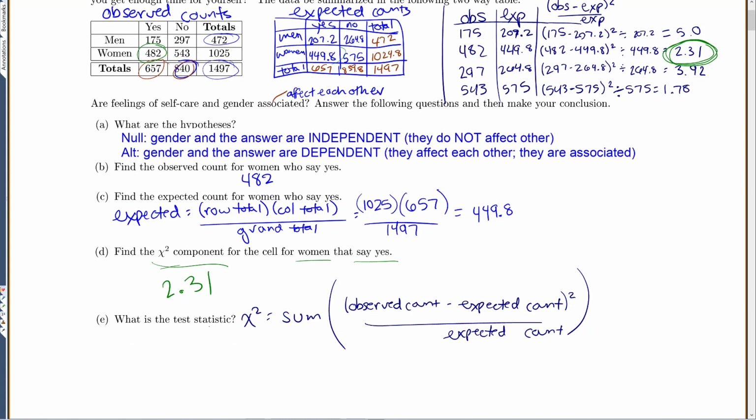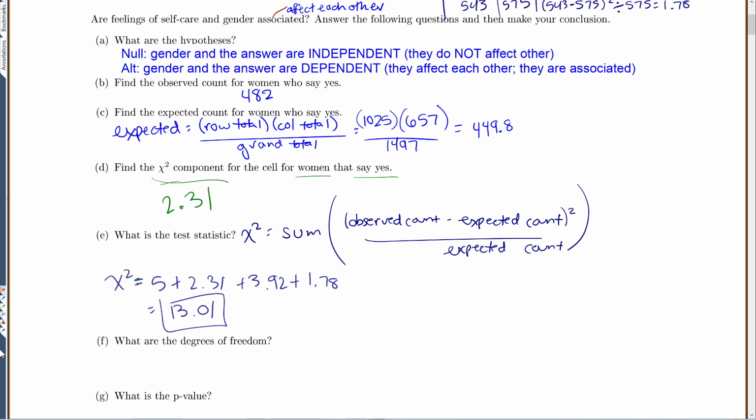And what is our test statistic? If chi-squared was supposed to be the sum of everything that we found up above, well, now all we have to do is just add them up. So chi-squared is going to equal, let's add everything up. 5 plus 2.31 plus 3.92 plus 1.78, which gives me 13.01, depending on how you round. It should be something close to that.